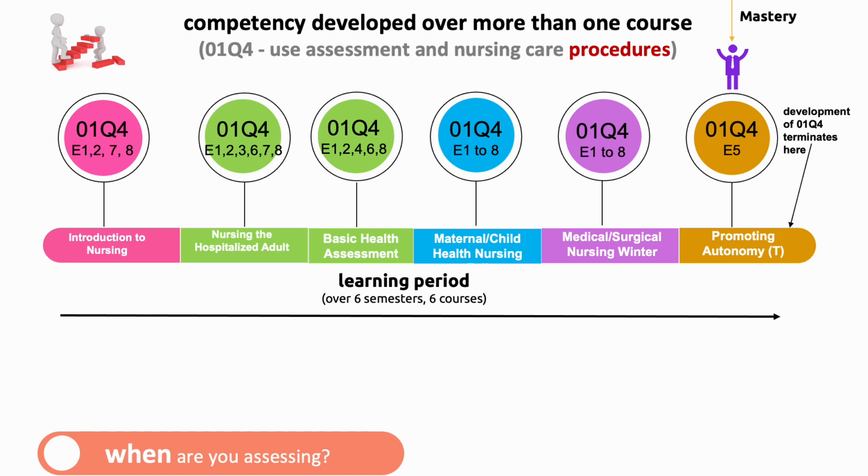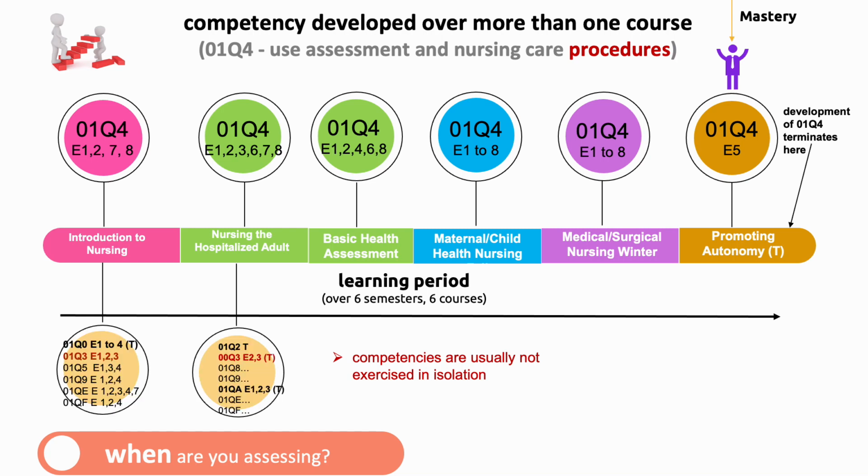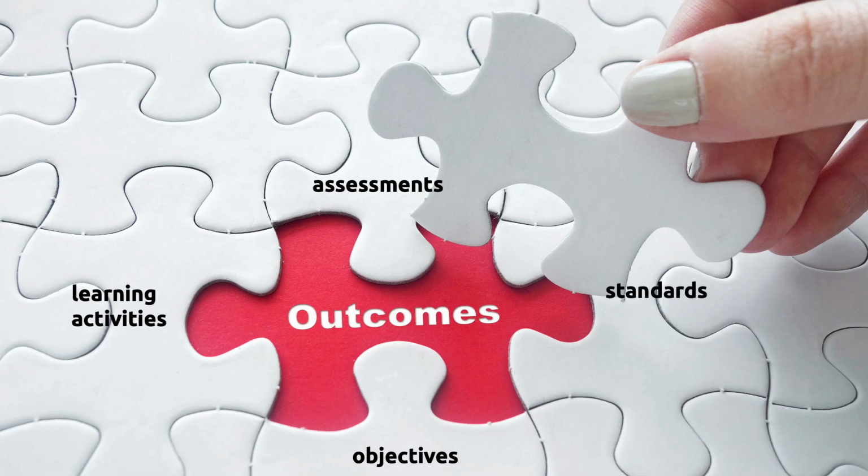But it can get more complex because competencies are usually not exercised in isolation. What do we do when we have situations where a course is terminal for some, but not all of the competencies? The answer is simple, but the process is a challenge. The answer is writing learning outcomes.